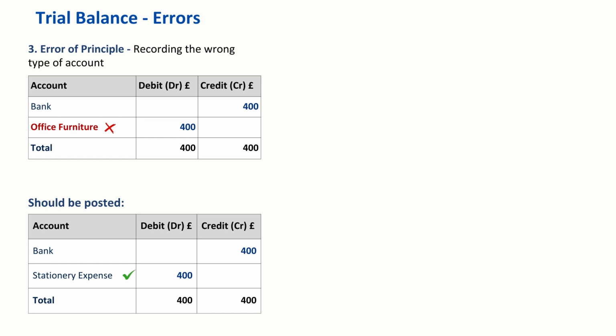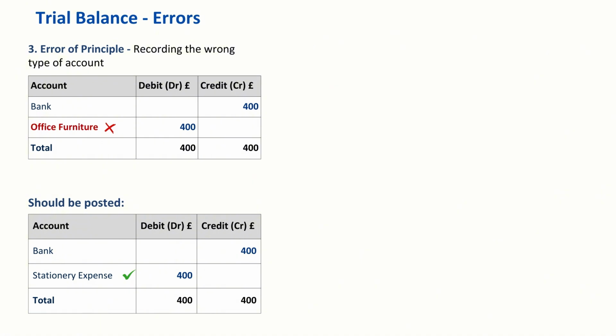For an example, the business pays £400 for office stationery, like pens and paper, but the bookkeeper accidentally posted it as if the business had bought a new office desk, which is a non-current asset. Wrong entry was made, debit office furniture £400, which is a wrong type of account. The amount is correct. £400 was paid, but it was posted to the wrong category of account.